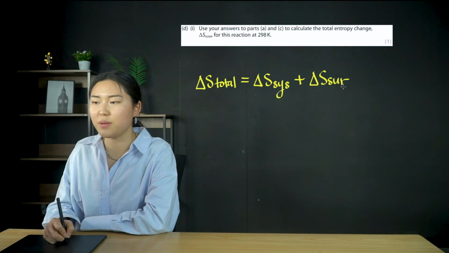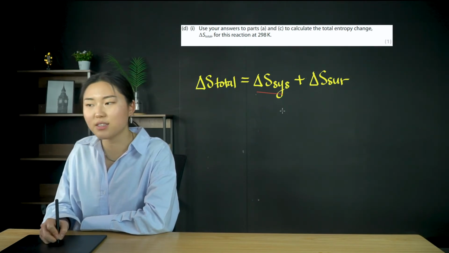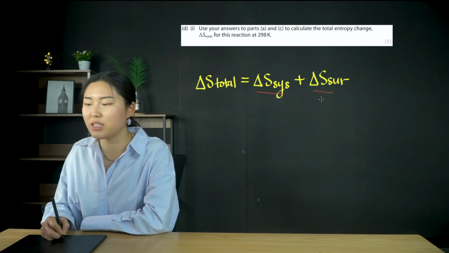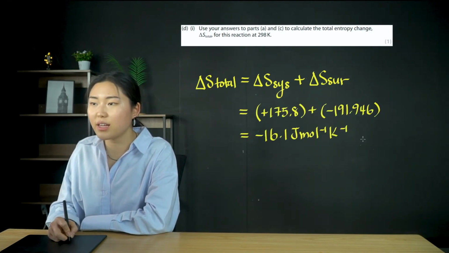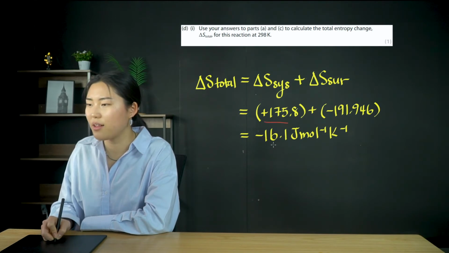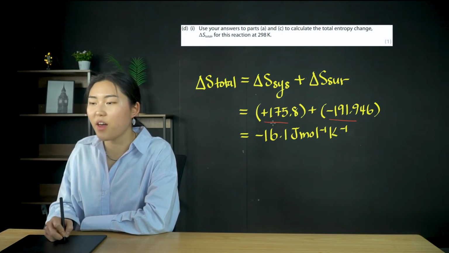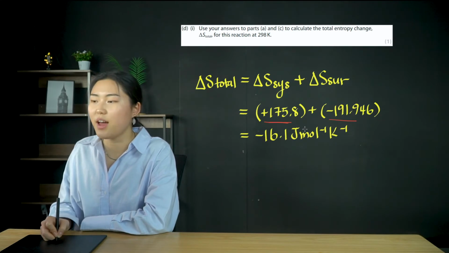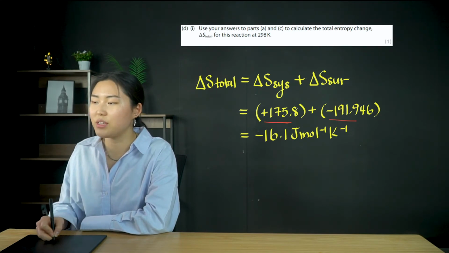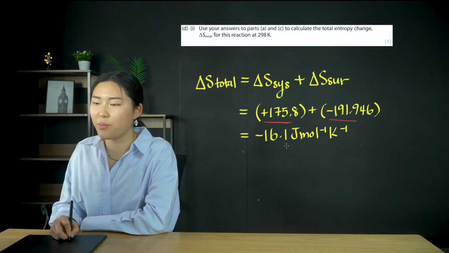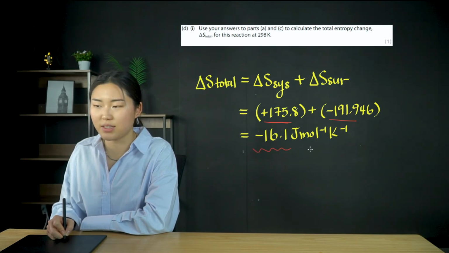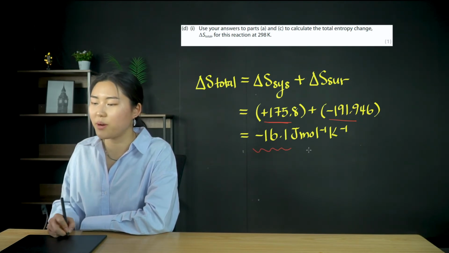And system was basically products minus reactants, and then surroundings was delta H divided by T, which we already have calculated. So we have 175.8 from part A, right? And 191.946 from part C, and we can just add that up, and we will be ending up with minus 16.1 joules per mole per Kelvin.